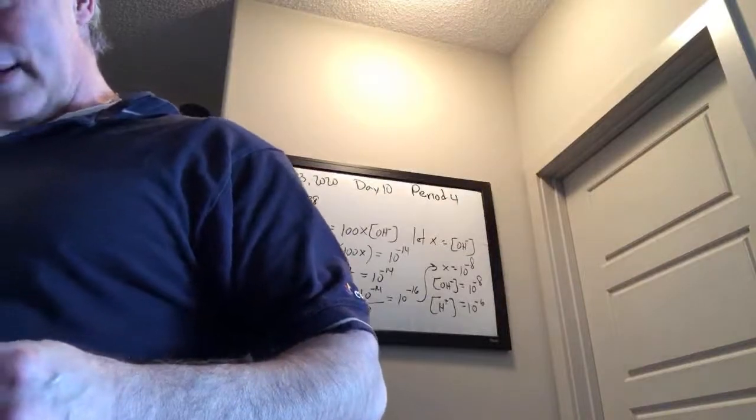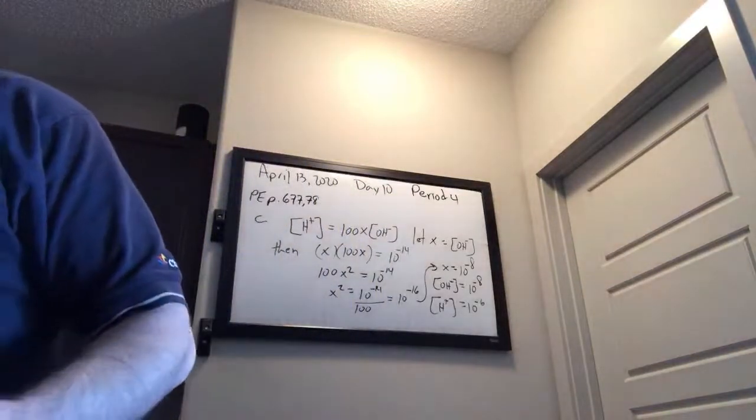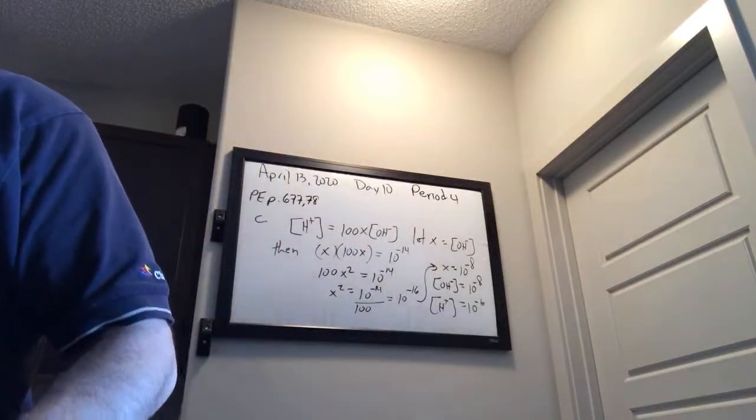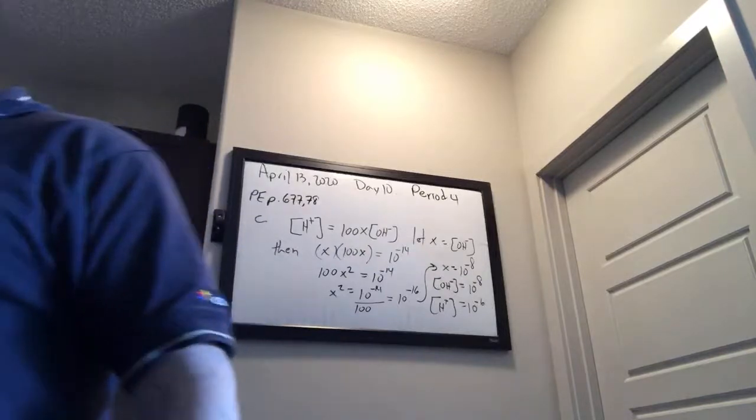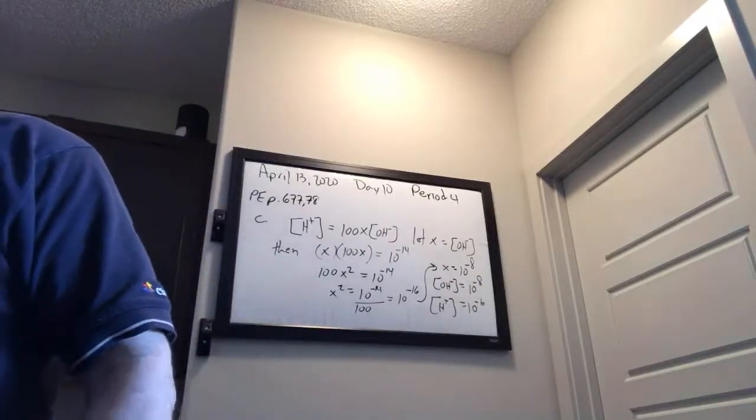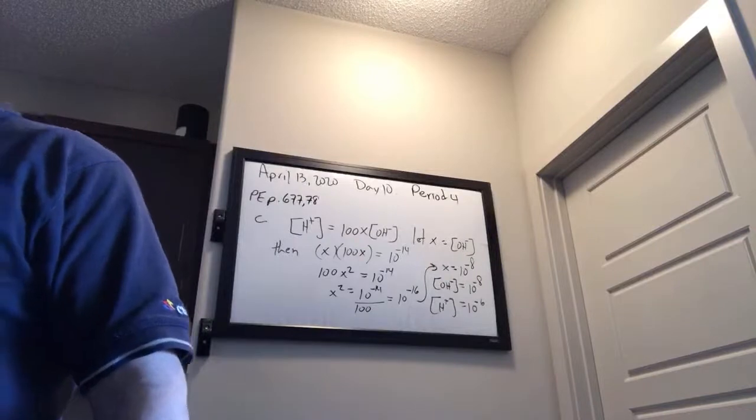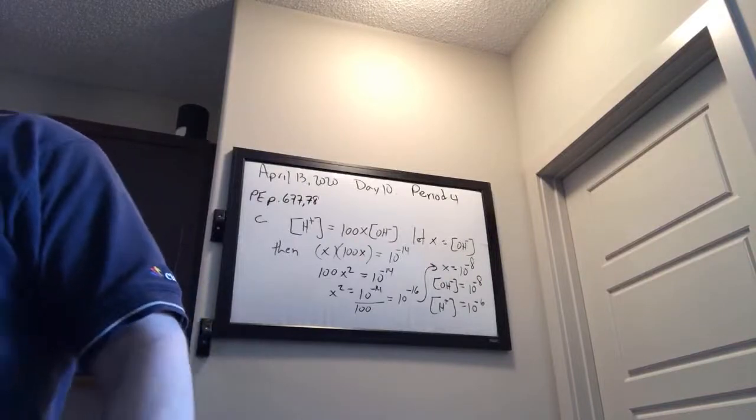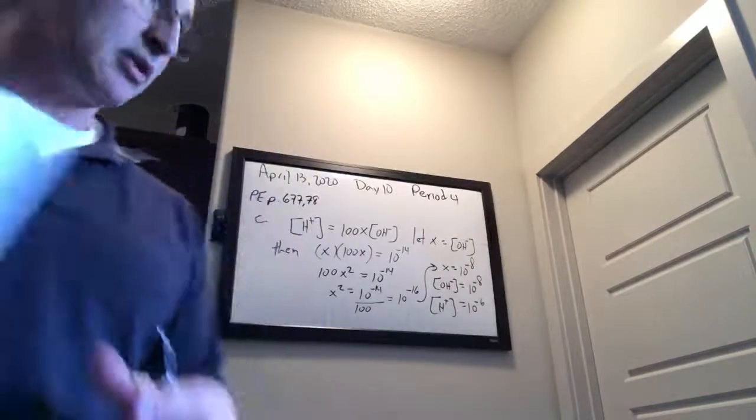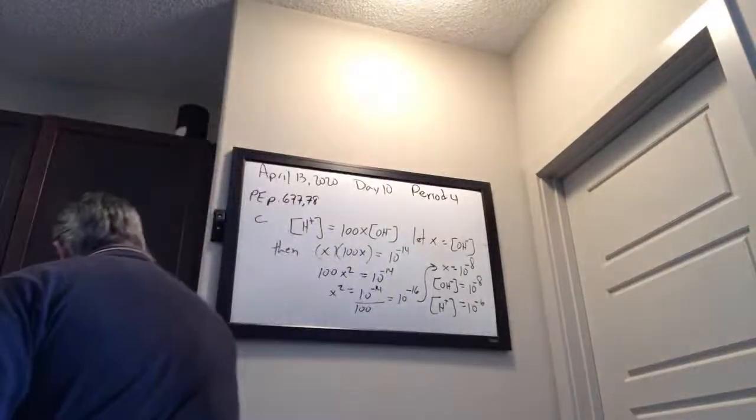Next thing we're going to look at is page 680, practice example. It asks, in a sample of lemon juice, the H plus concentration is 3.8 times 10 to the negative 4. What is the pH? All right, so I'll show you how to use that equation.